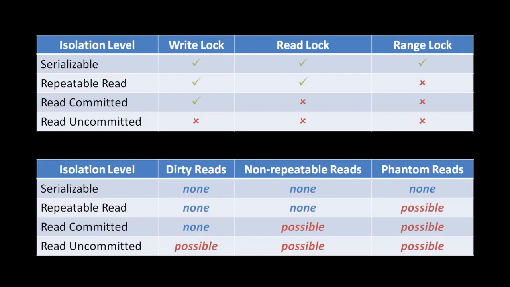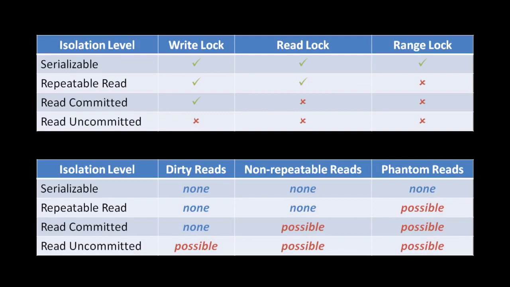And this is why at the highest isolation level, serializable, most databases employ what are called range locks, a lock on a selection of rows, such that if you perform the same query with the same semantics, you will get back the same set of rows.